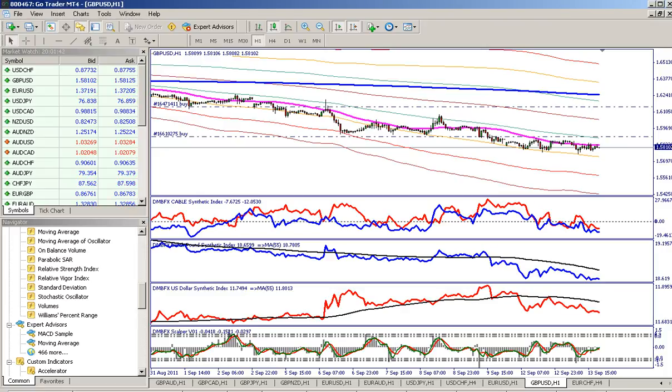So if we start off by looking at the first point, which is the pair's relationship to the long-term moving average, you can clearly see that the price is currently way below the long-term moving average, which is the blue line here. What this means is that typically whenever the price is way below or above the long-term moving average, it goes back to it. It gravitates towards it again, okay?